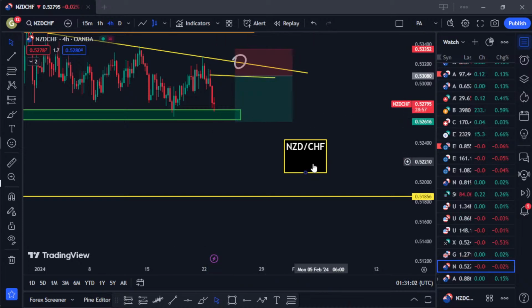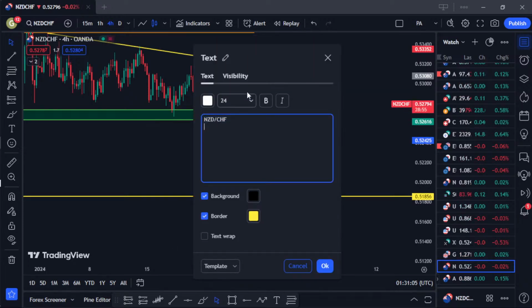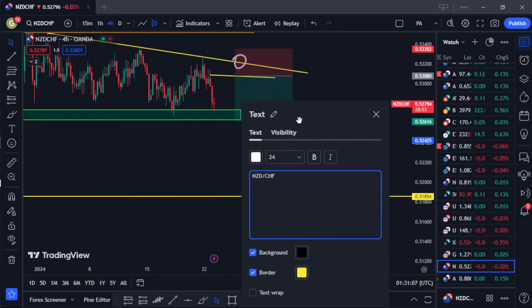So now let me type all the information. Entry 0.53218, 0.080. Stop loss 0.53352. And then take profit.